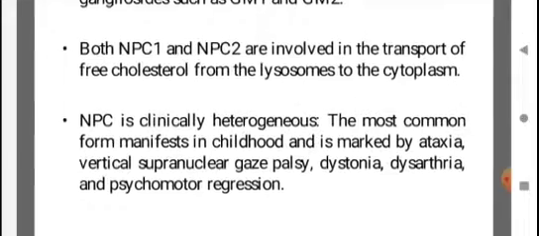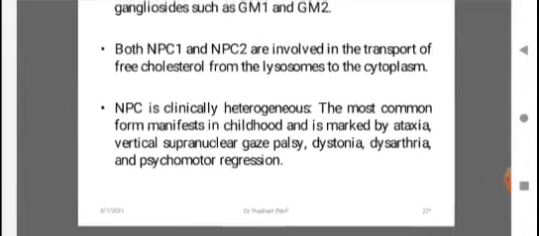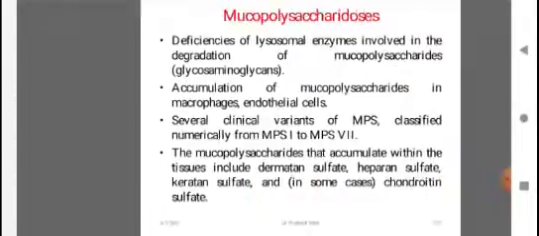NPC is clinically heterogeneous. The most common form manifests in childhood and is marked by ataxia, vertical supranuclear gaze palsy, dystonia, dysarthria, and psychomotor regression.